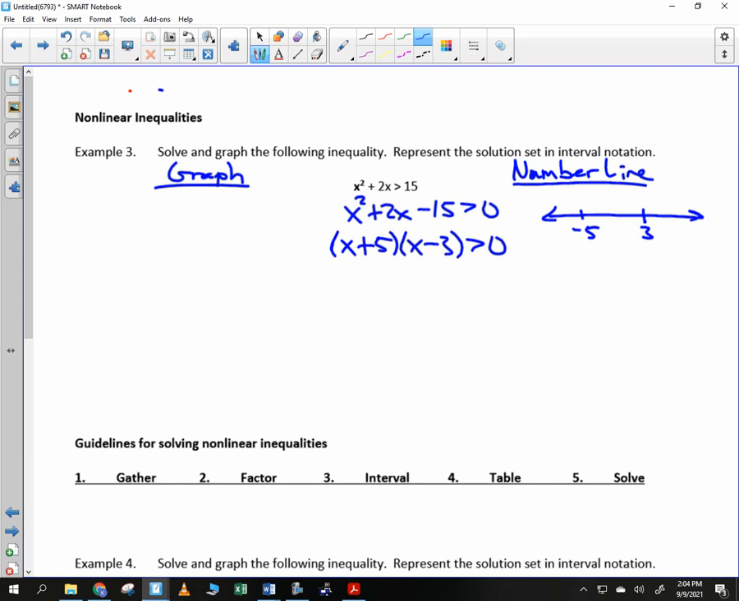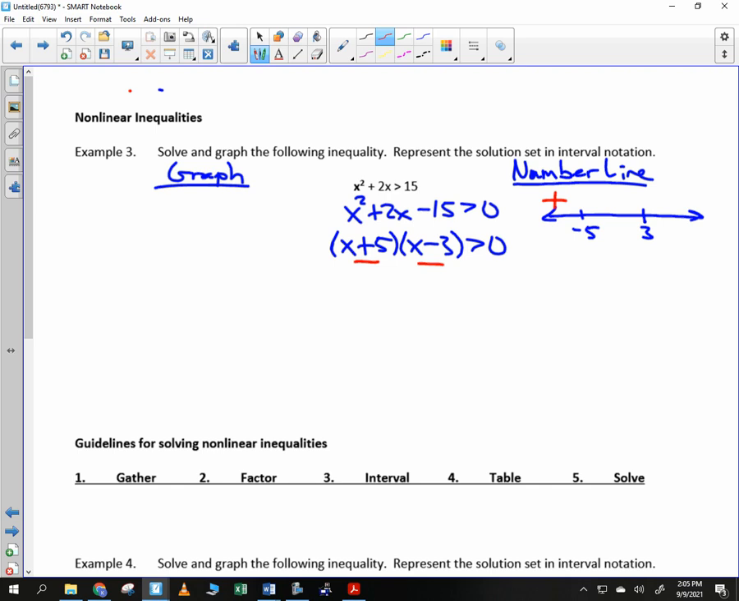We want to see what values give us positive numbers and what values give us negative numbers. So, Marissa, would you please give me a number to the left of negative 5? Awesome. She chose negative 7. So I plug in negative 7 to here, and I'm going to see what I get. Negative 7 plus 5. Is that positive or negative? Negative 7 minus 3. And a negative times a negative is a positive. So anything you plug in back there will give you a positive result.